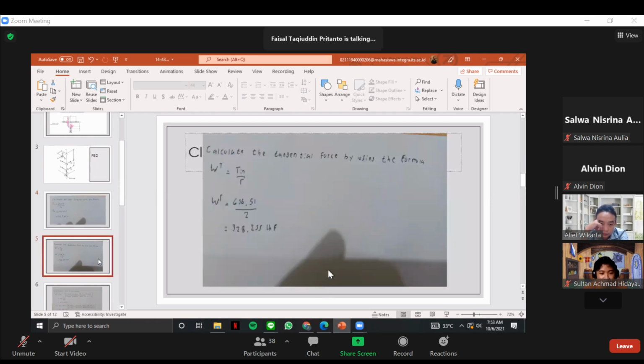After that, we calculate the tangential force by using the formula W_t equal T over r. So r here is the radius. Then we substitute the result from the calculator. The radius is already stated in the question, yes. Then after that, we got the tangential force.